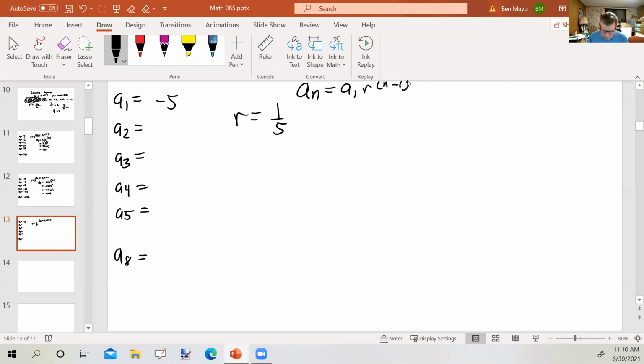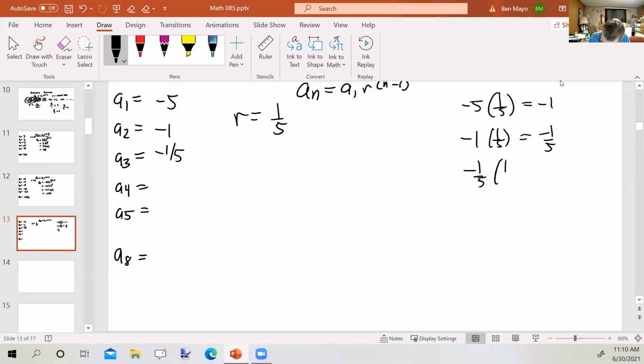Okay, so now things are going to get a little bit trickier. So I'm going to take a sub 1, which is -5, times the common ratio, which is 1/5. -5 times 1/5 would become -5/5 or -1. Any questions about that? All right. A sub 3 is going to be -1 times 1/5, which is -1/5. A sub 4 is going to be -1/5 times 1/5, which is -1/25.